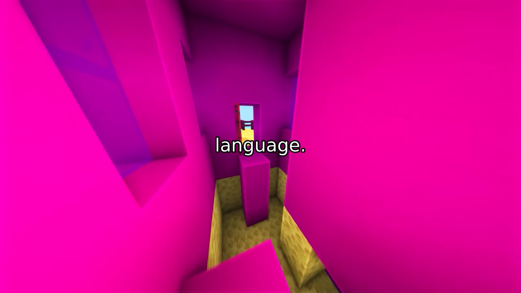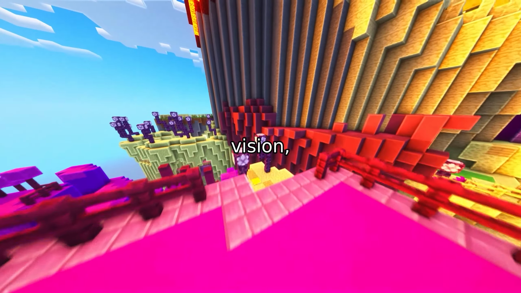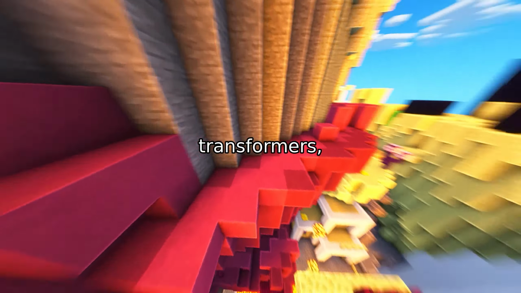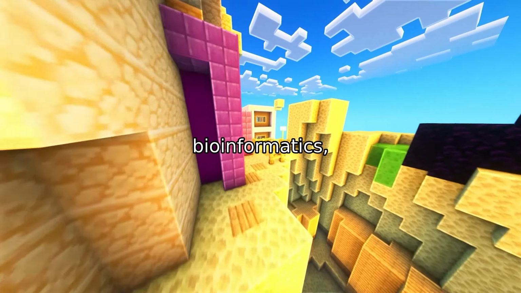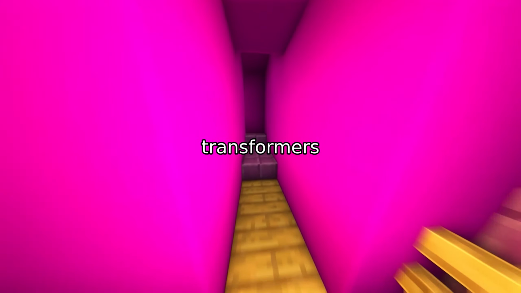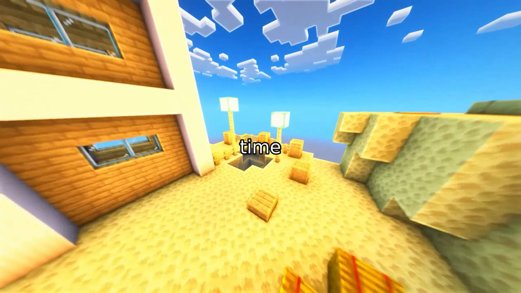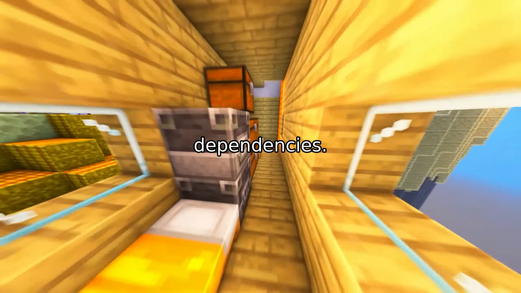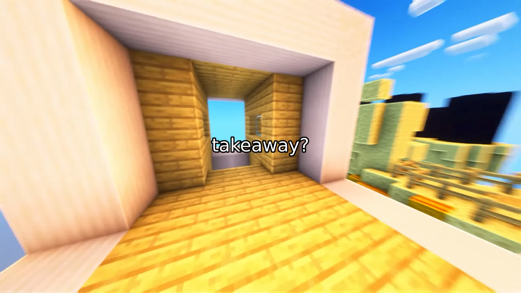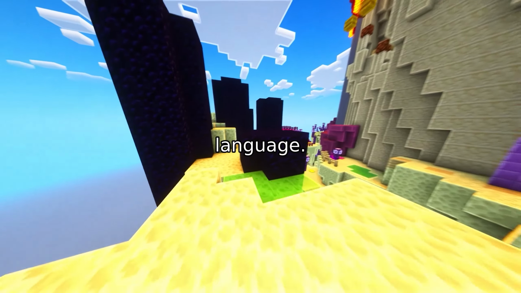Transformers aren't just for language. Their ability to model complex relationships has revolutionized fields like computer vision, e.g., vision transformers, and drug discovery, e.g., AlphaFold. In bioinformatics, models like ESM2 use transformers to predict protein structures by treating amino acids as sequences. Even in time series forecasting, transformers outperform traditional methods by capturing long-term dependencies. The key takeaway: transformers are a general-purpose architecture for pattern recognition, not just language.